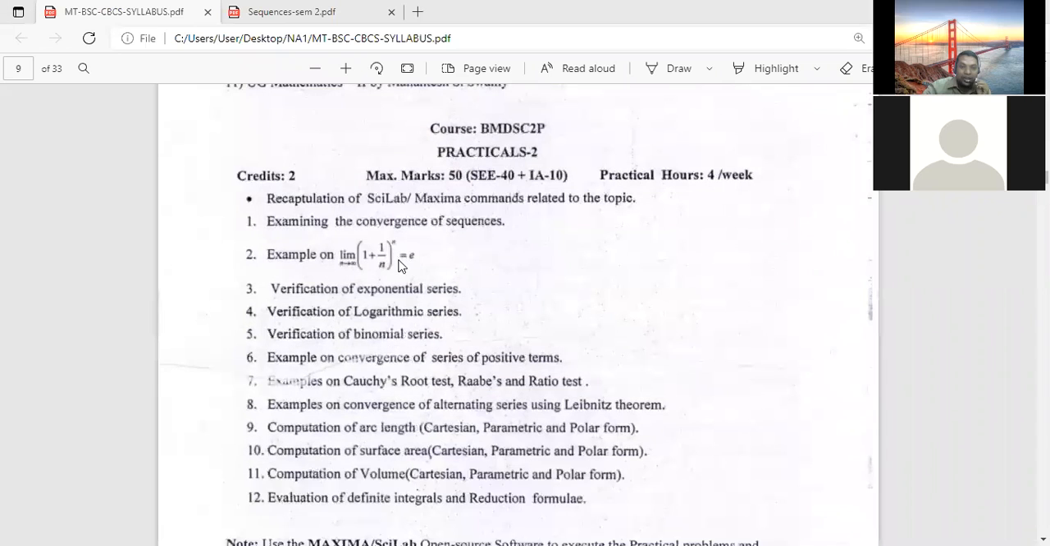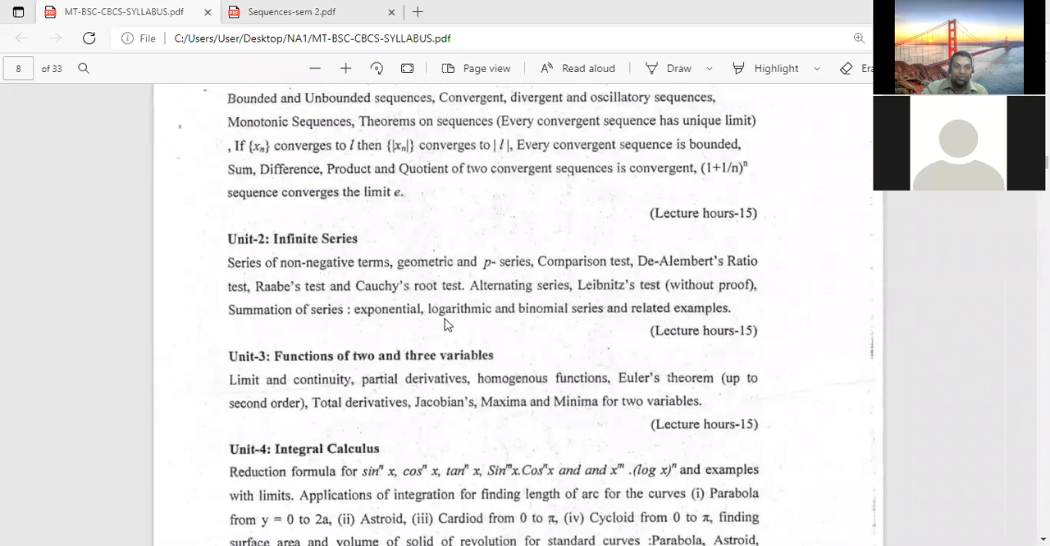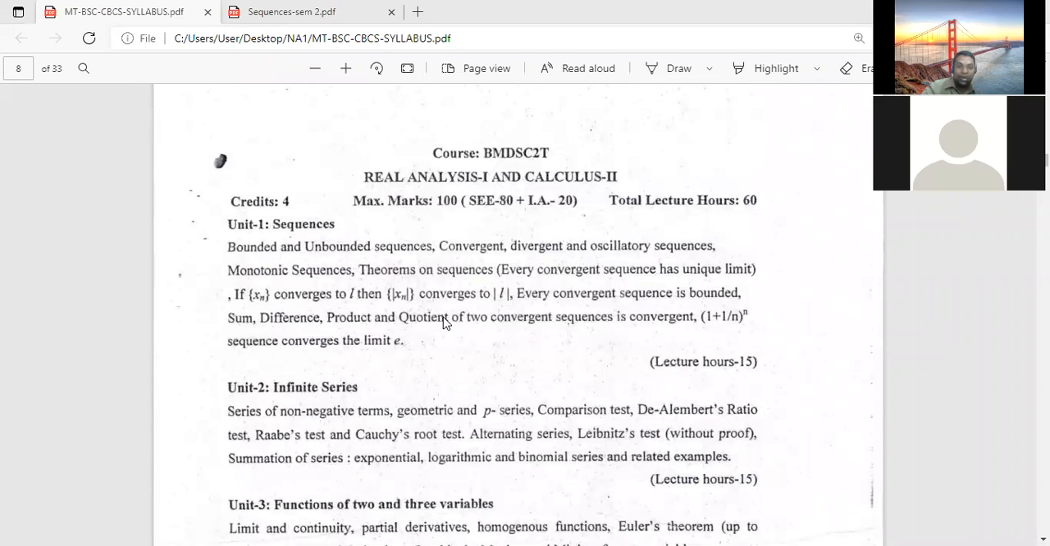Here the practicals are these 12 practicals: examine the convergence of sequences; example on the limit of (1 plus 1 by n) to the power n as n tends to infinity equals e; verification of the exponential series, verification of the logarithmic series, etc. Okay, these are the practicals. Now we are dealing with the theory here. Out of the four units, unit 1, unit 2, unit 3, unit 4, I'm taking unit 1 as well as unit 2.